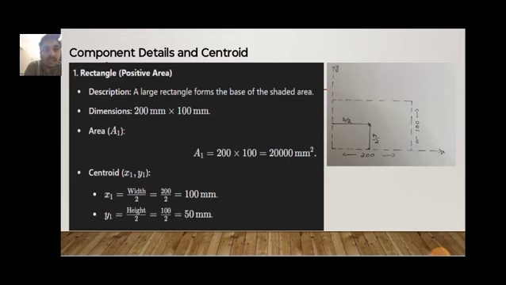Description: a large rectangle forms the base of the shaded area. Dimensions: 200 mm into 100 mm. The centroid of the rectangle with respect to the x axis is width by 2. That means 200 by 2 is equal to 100 mm. With respect to the y axis we get 500 mm.